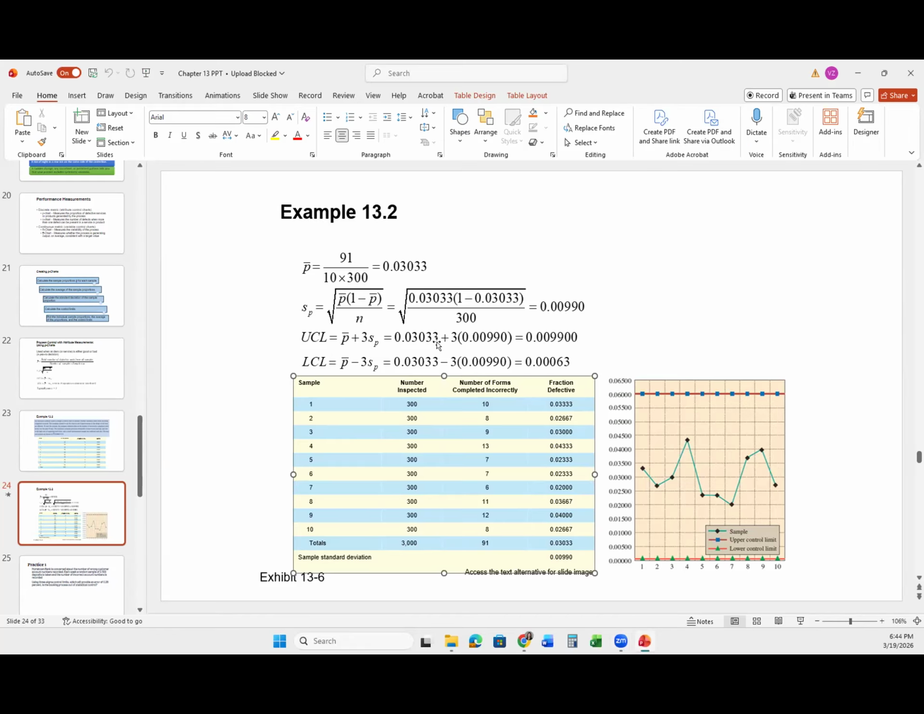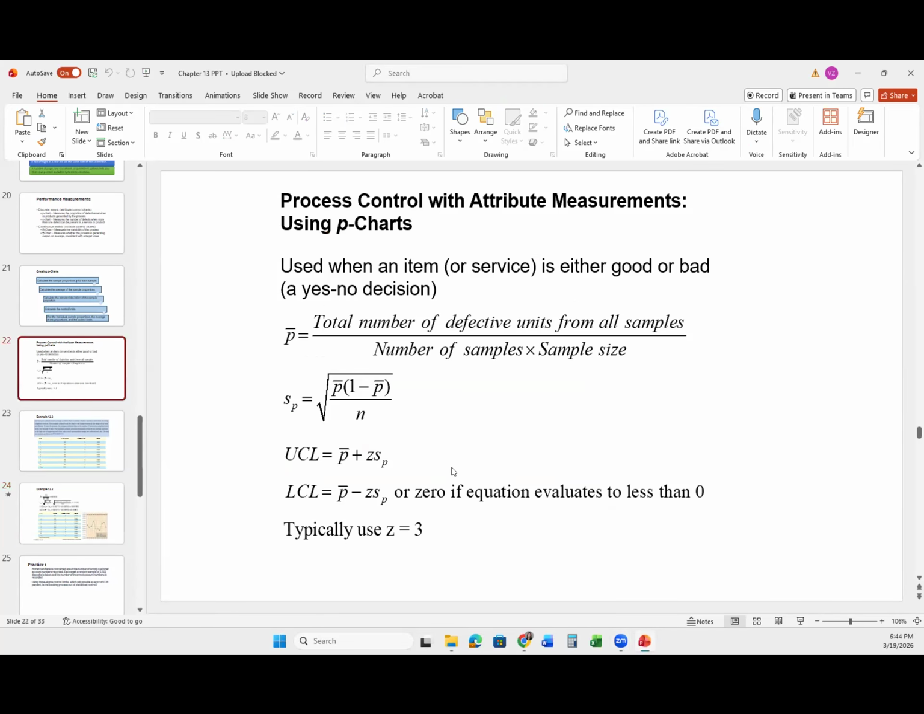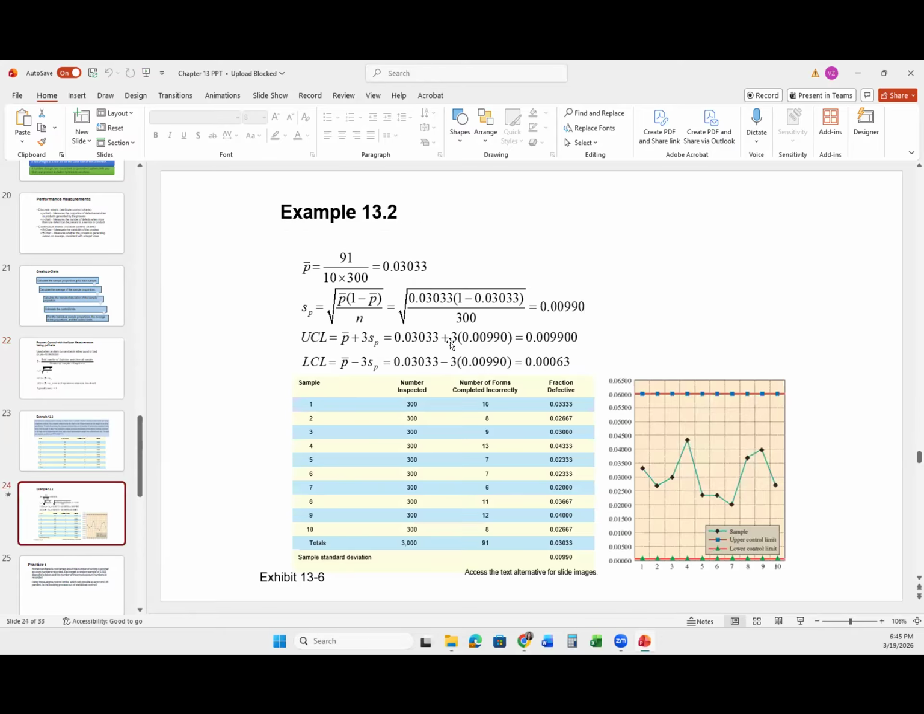This is a 3, and this is SP. You need to use both of them, because if we go back to the formula, the upper limit is equal to P bar plus Z multiplied by SP. In general, we use Z equal to 3 because we consider a really high confidence level. This is why we use 3 multiplied by SP. But the problem will tell you what you want Z to be. If it doesn't tell you anything, then you just use 3.